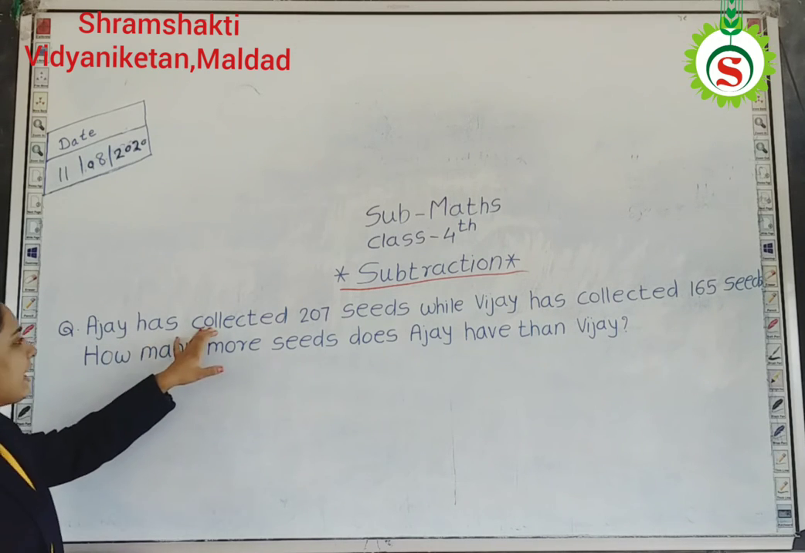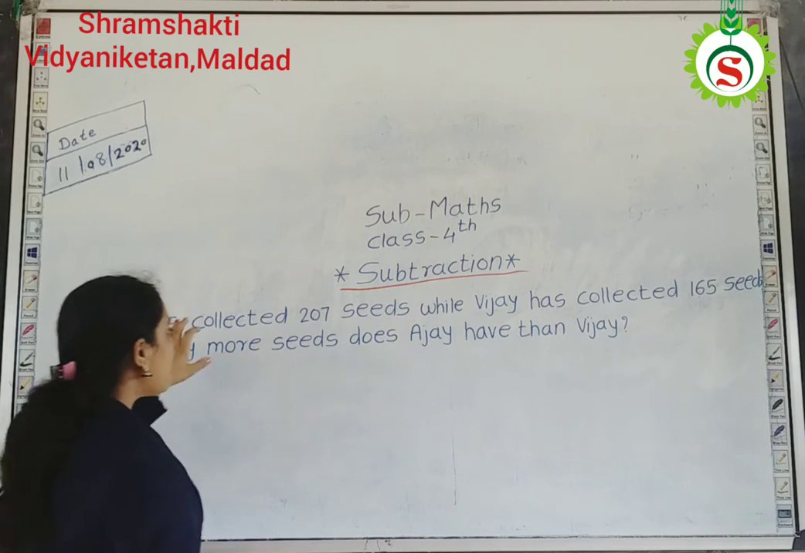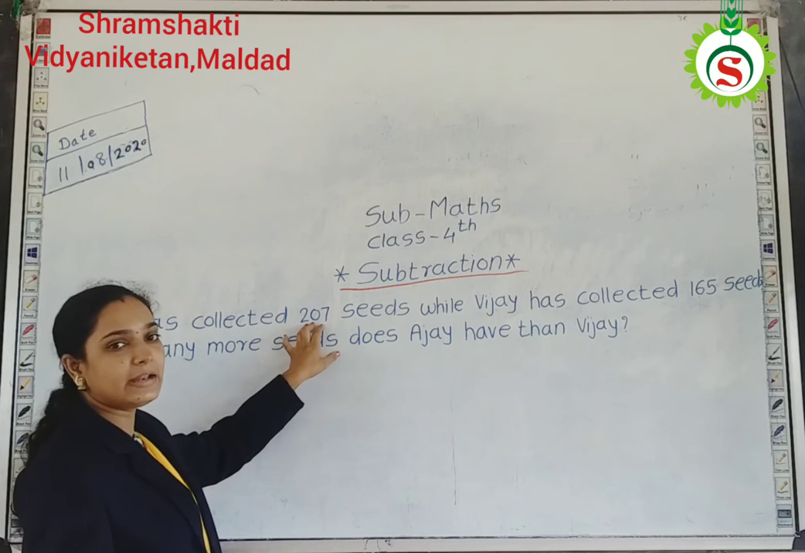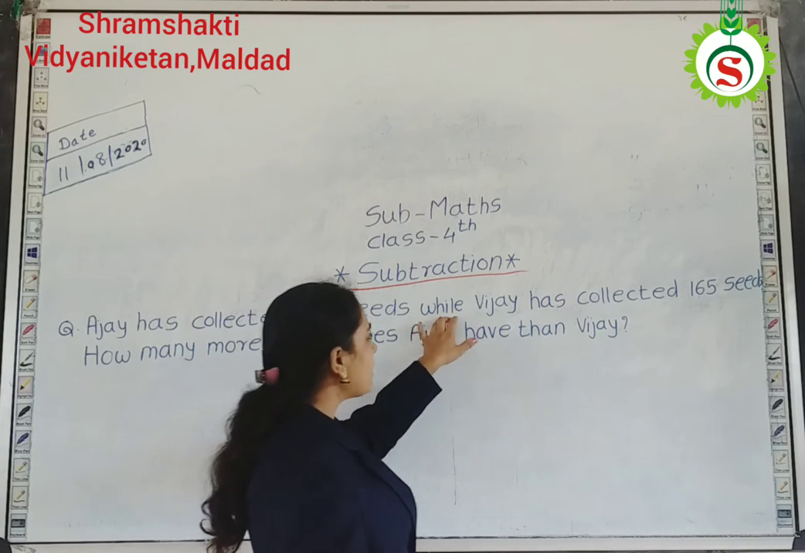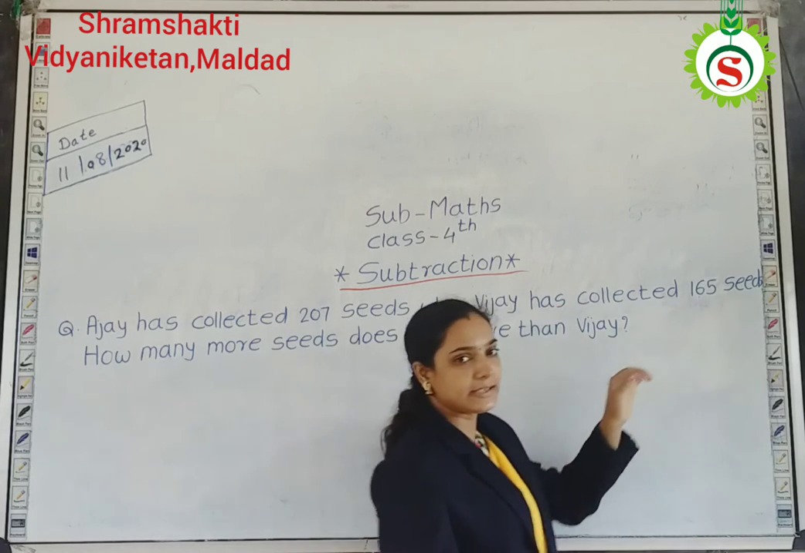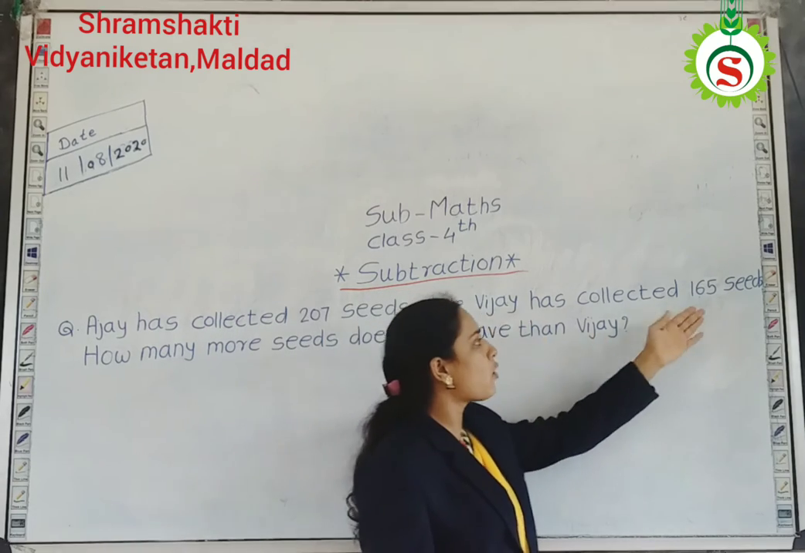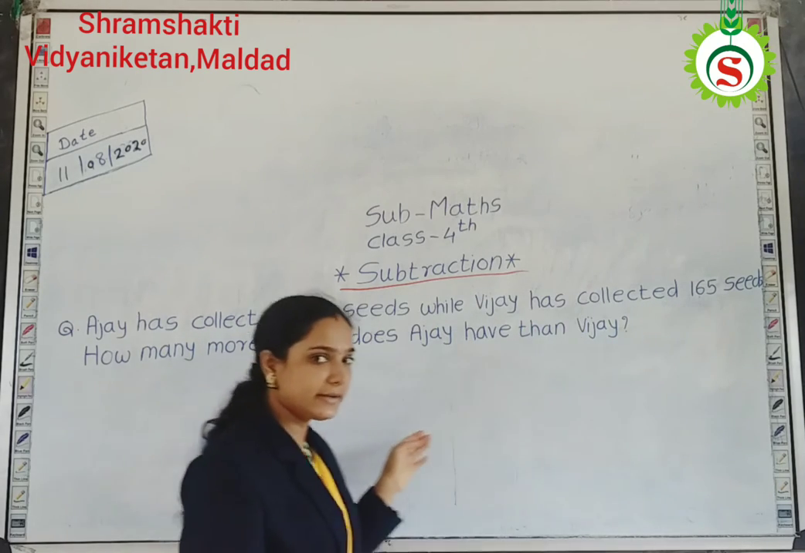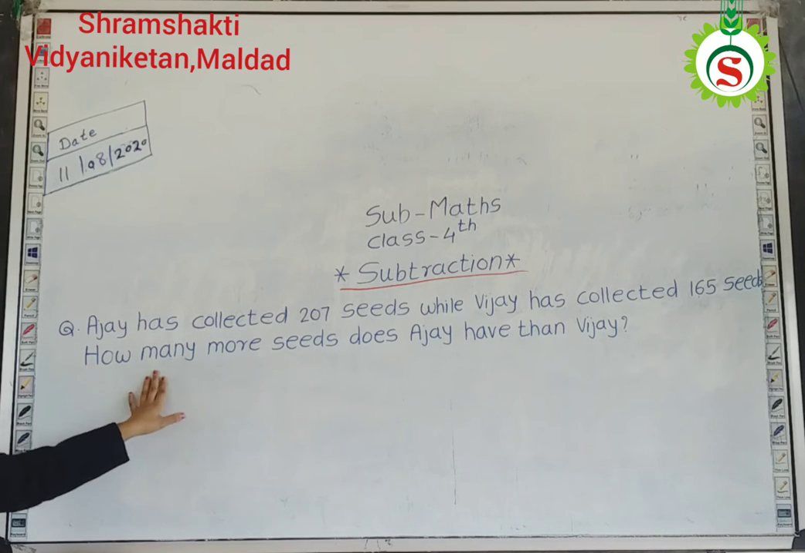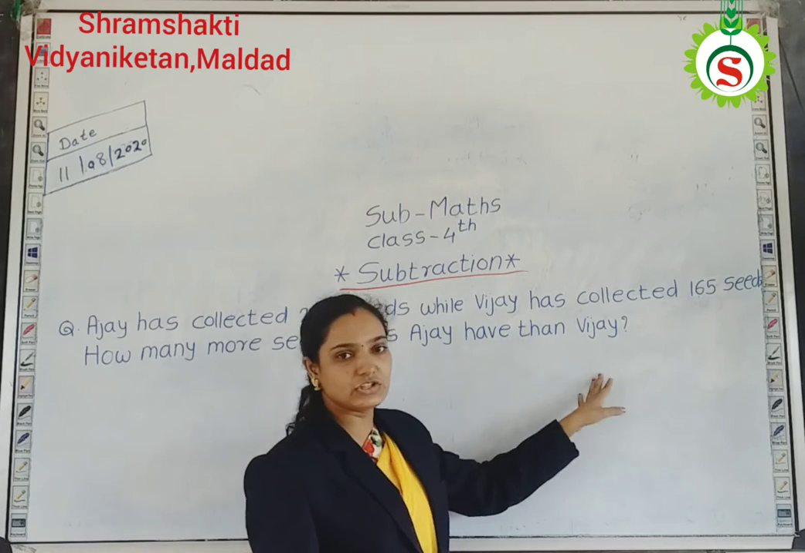Ajay has collected 207 seeds. How many seeds were collected by Ajay? 207 seeds. While Vijay has collected 165 seeds. How many seeds were collected by Vijay? 165 seeds. Then what do we have to do? Look here. How many more seeds does Ajay have than Vijay?